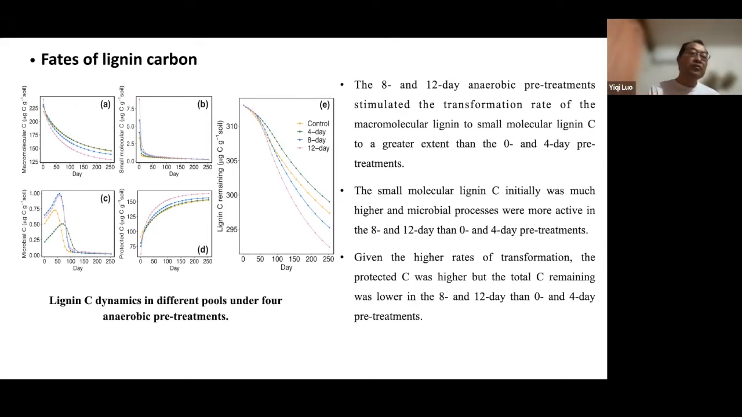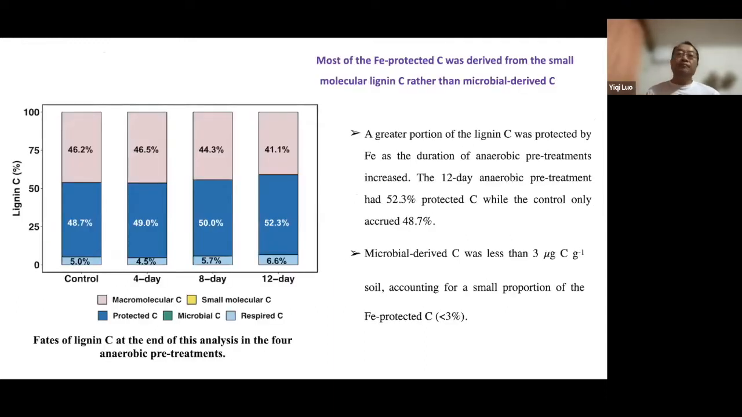MAOM. And microbial carbon has a very dynamic transition. Initially it's low, then gets very high, and then is depleted. The protected carbon is initially very low and towards the end it's quite high. With 12 days, this protected carbon has the highest amount. So by the end of this experiment, we see that most of the iron-protected carbon was derived from small molecule lignin carbon. Only about 3% of iron-protected carbon was derived from microbial residue.